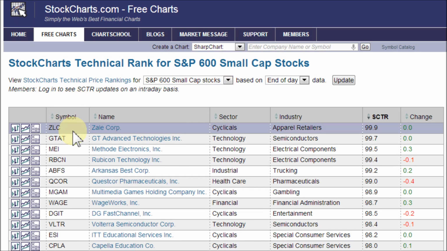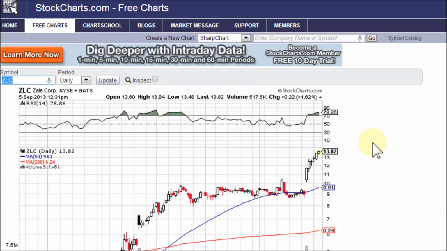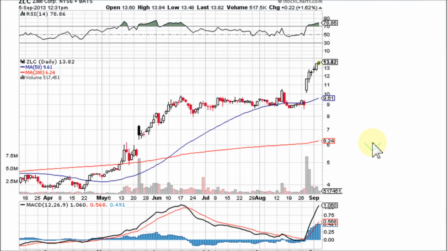Let's see why ZLC, the Zale Corporation, is the number one stock according to scooter rankings on the S&P 600 small cap index. In the left box here, you can click that again to get a default chart for ZLC, with the RSI at the top and the MACD at the bottom and the 50 and the 200-day simple moving average on this daily chart. As you can see, it is breaking out into blue sky territory with huge volume. So it is outperforming every other stock on the S&P 600.